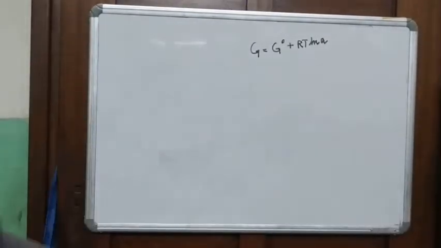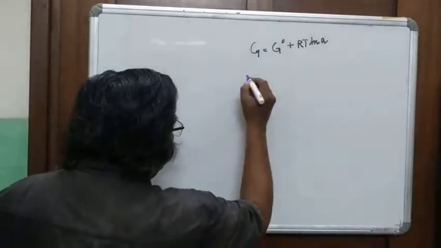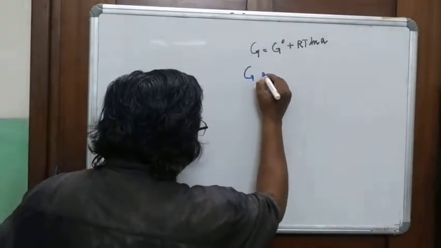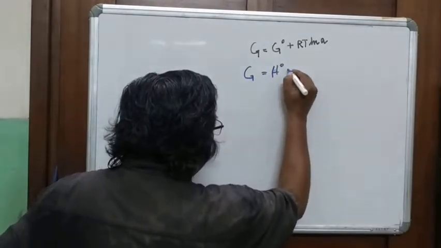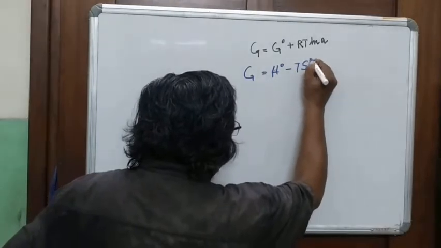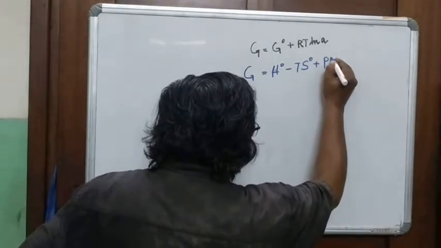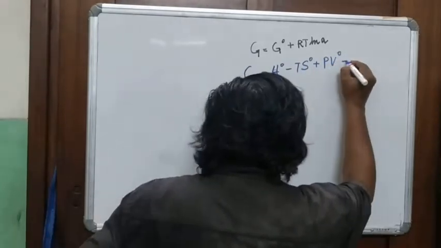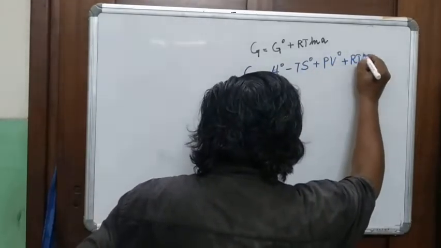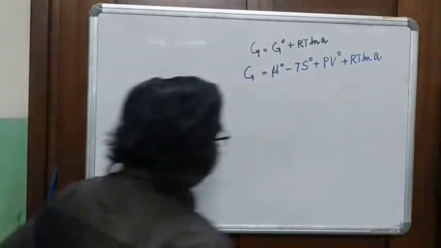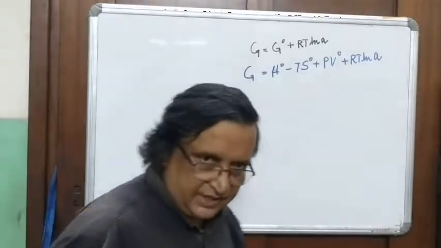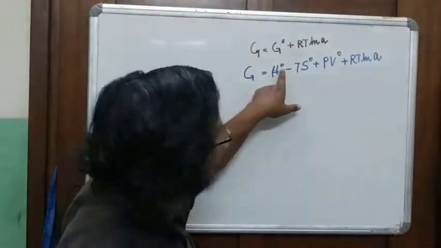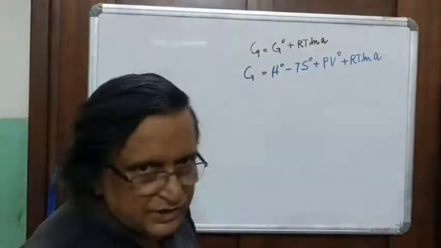And from here we know the expanded form of this relation, which is H0 minus T into S0 plus P into V0 plus RT ln activity. And as I told you, this zero does not mean standard state. It means pure, if the phase component is pure.